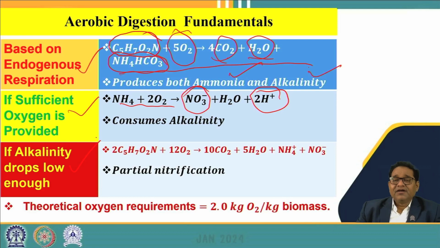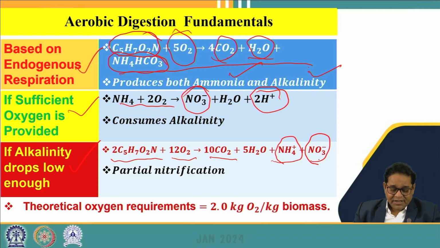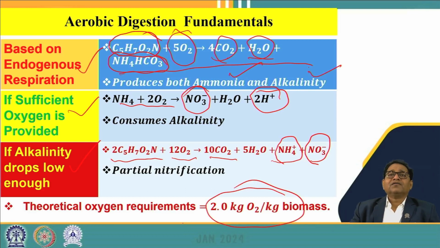But if the alkalinity is dropped in this case, what will happen? This will further get oxidized and will form ammonia and also nitrate. So these are the different pathways and conditions under which the digestion process takes place. Theoretically, if we see how much oxygen will be required for the aerobic digestion of the sludge, we find that around 2 kg of oxygen is required per kg of biomass. This is the theoretical oxygen requirement.